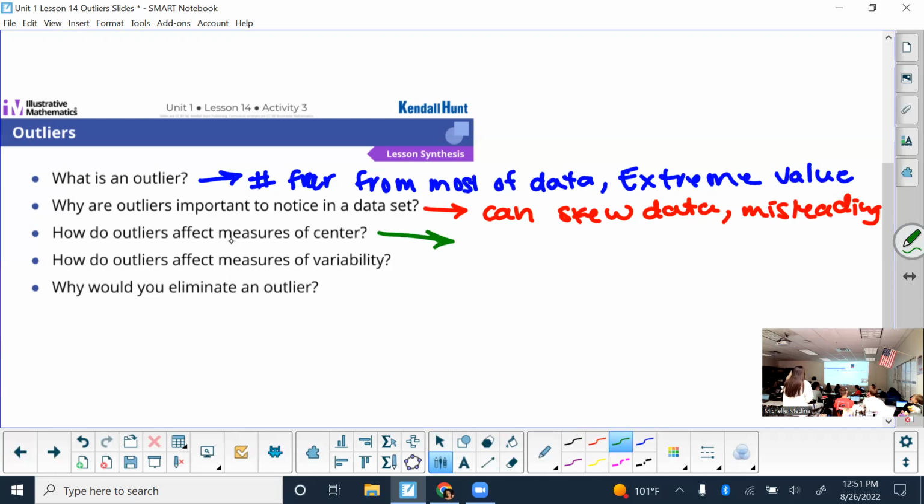How do outliers affect measures of center? So like the mean.